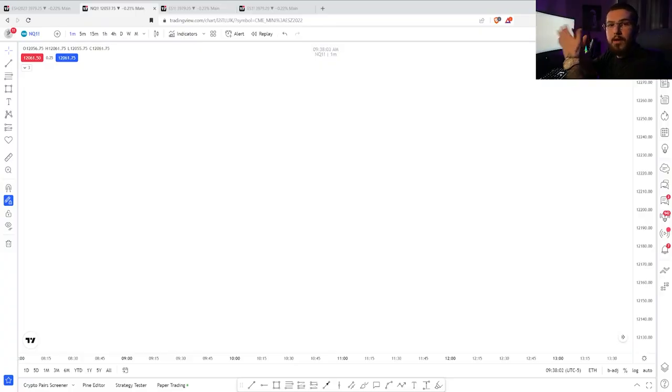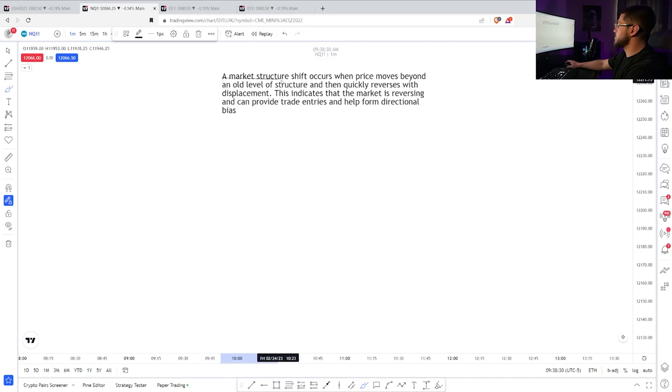So what is a market structure shift? A market structure shift is going to occur when price moves beyond an old level of structure, and then it's going to quickly reverse with displacement. Now I want to put a lot of emphasis on displacement and quickly. That's super important, and whenever we're trying to trade smart money, we always need displacement. If you guys don't understand displacement, my ICT market structure video will help you a lot, so I recommend going and watching that as well.